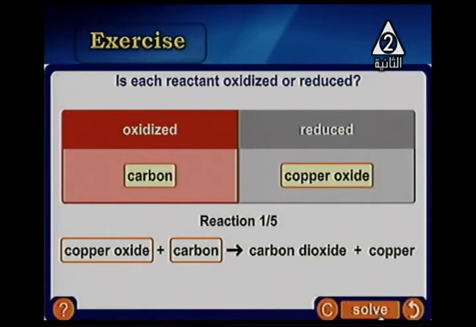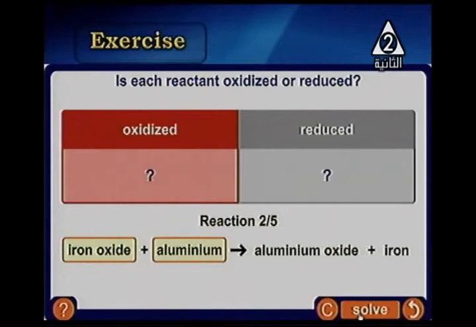After that, we have another one. Next, we have another one here. We have iron oxide and the aluminum. And here we have the iron oxide. Who can tell me the answer here? Iron oxide, here it is changing into iron.